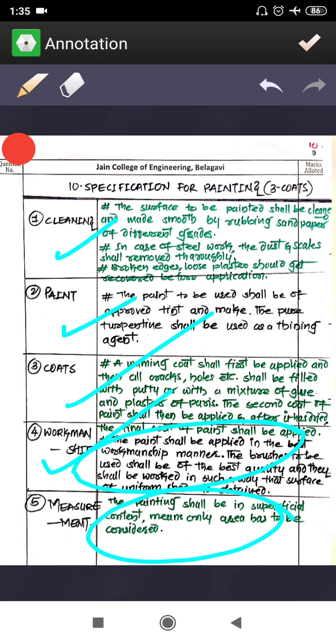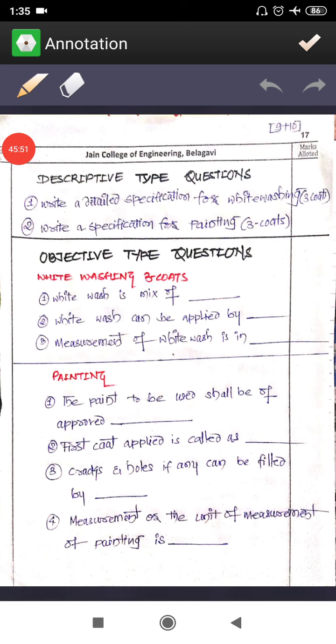Now we'll see a few of the questions on this. See, write a detailed specification for whitewash of 3 coats. Write a specification for the painting of 3 coats. That will be there. Handwritten means detailed, right? Descriptive type of questions will be there. And objective type of questions. Which are the objective type of questions you are going to get?